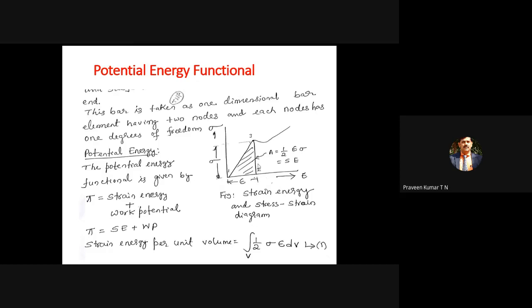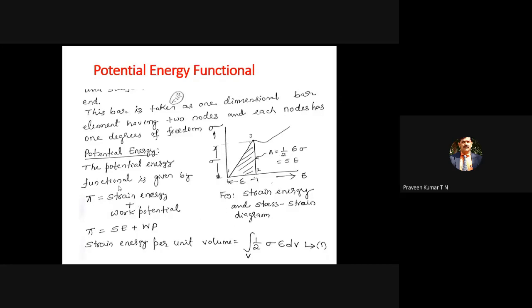Because of that, the area below the stress-strain curve is nothing but your strain energy. The base is epsilon, the height is sigma. Then the area of the triangle is half into sigma into epsilon. That equation you have already discussed many times.